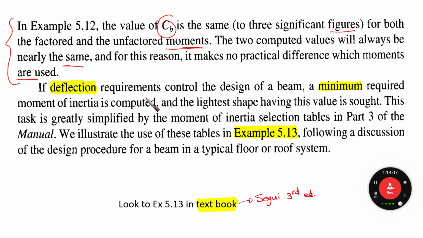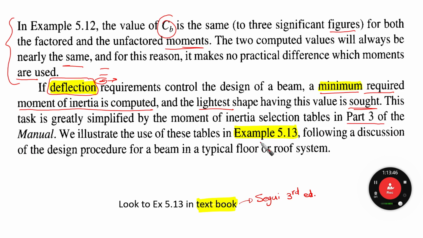If deflection requirements control the design of a beam, so as we said, we have flexure, shear, and deflection. If deflection is going to control the design of a beam, a minimum required moment of inertia is computed. So take care of this approach. We need to compute the minimum moment of inertia, and the lightest shape having this value is sought. This task is greatly simplified by the moment of inertia selection tables in part 3 of the manual.